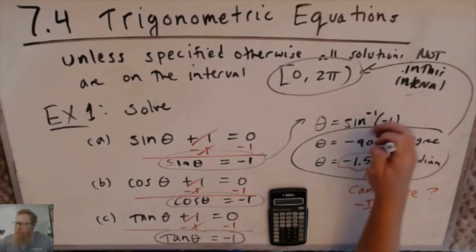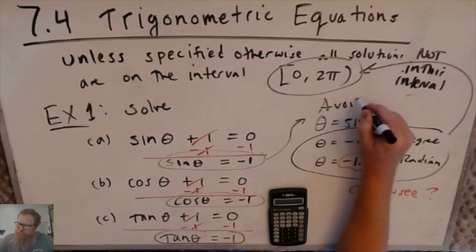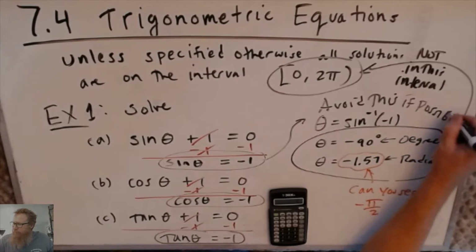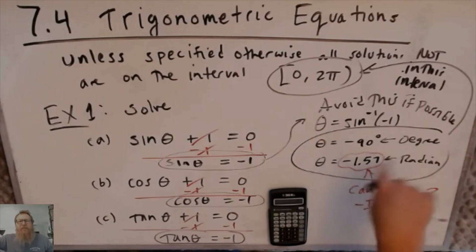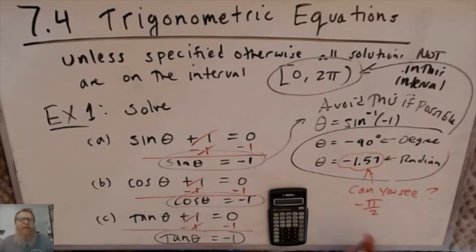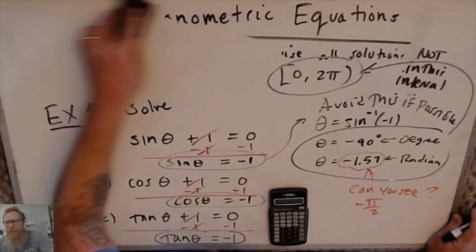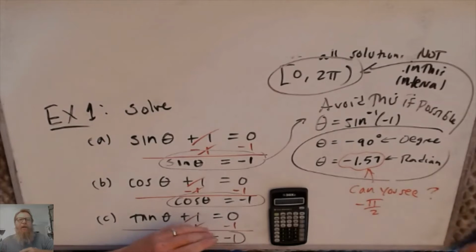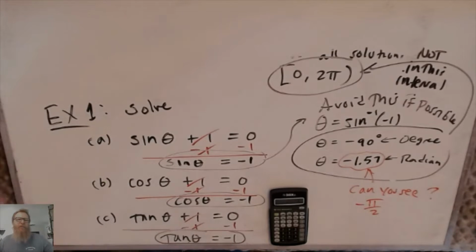So I would avoid this if possible. All right, so only use the calculator and the inverse button on your calculator if it's absolutely necessary and you have no other way of solving the equation. I would say 90% of the problems that I put on the homework and the test as well involve special angles at this point. All right, we haven't really gotten into the deep end yet.